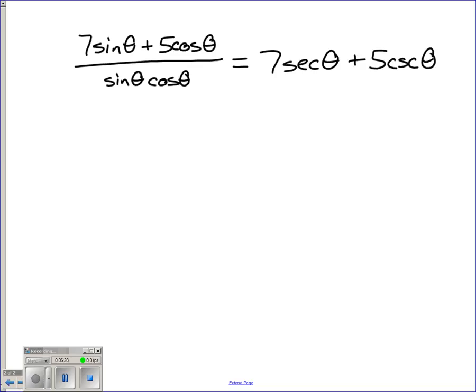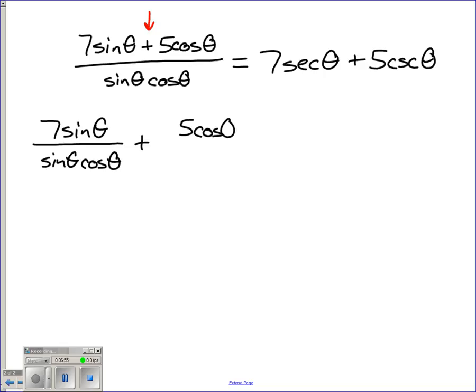I'm going to go back and use some basic rules of fractions right here. You've got two terms in the numerator. Well, you can split them up and separate them over their different denominators. So I'm going to put 7 sine of theta over sine of theta cosine theta plus 5 cosine of theta over, same denominator, sine theta cosine theta.